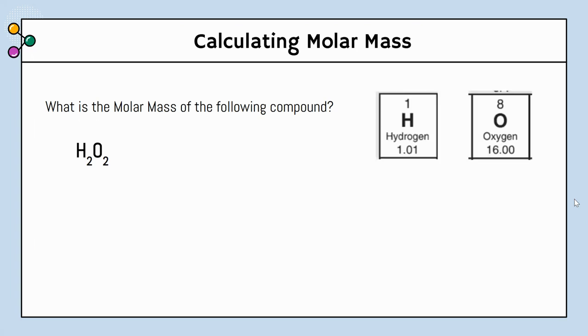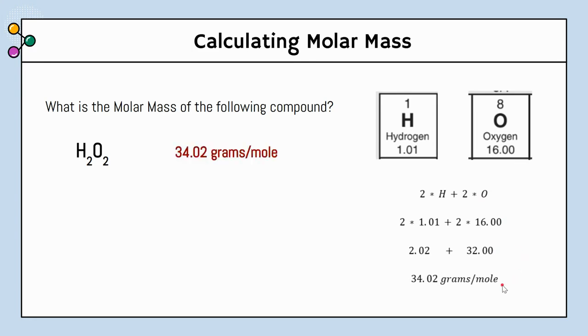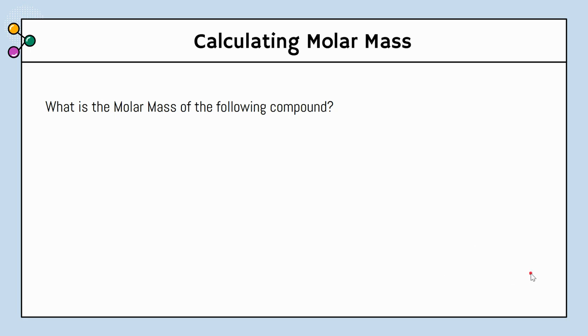To solve this problem, you'd first need to find oxygen and hydrogen on the periodic table. I have them up here. We would then set up our problem, 2 times H because there's 2 H's, plus 2 times O because there's 2 O's. Plug in those molar masses from the periodic table, multiply, and then add them up to get 34.02 grams per mole.